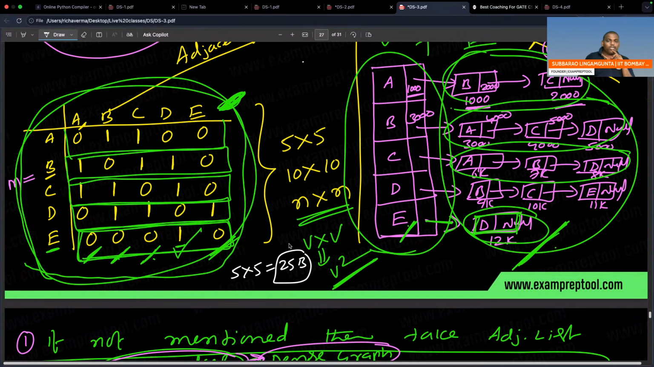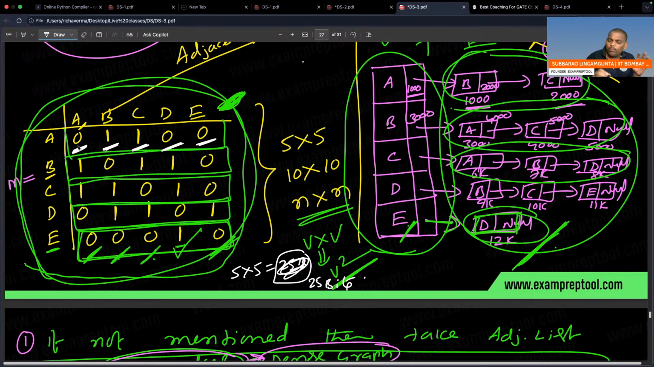Assume it is a 5 vertex complete graph. Then it is 5 5s, 25 bits, because for each entry you are representing 0 or 1. So 25 bits.